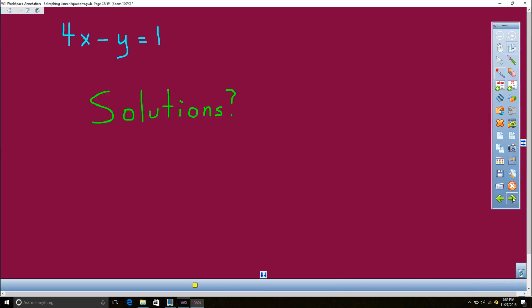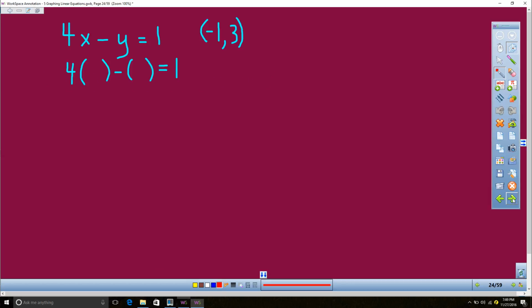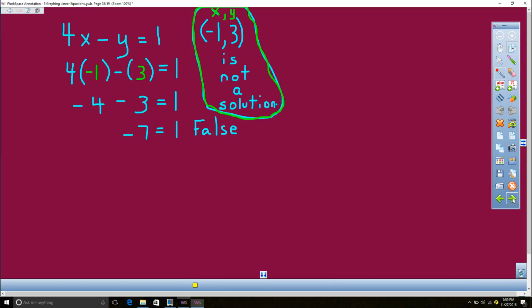How many solutions does a linear equation have? Well, let's just check one. Is negative 1, 3 a solution to this equation? If it is, then if I put a negative 1 in for x and a 3 in for y, it should make the equation true. But it doesn't. So the ordered pair negative 1, 3 is not a solution. So does this equation have a solution? And if it does, how many?